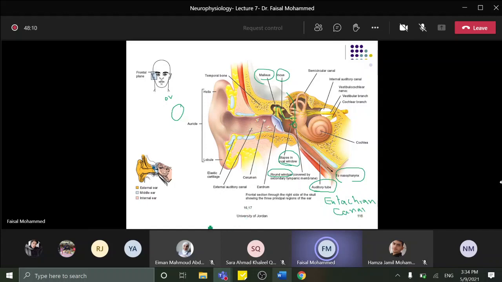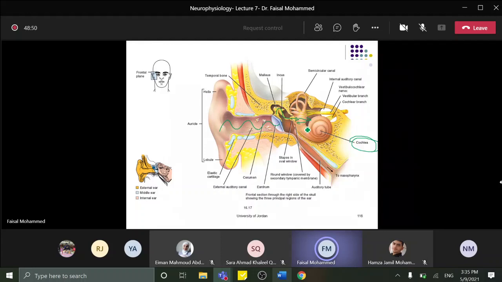So these are the three ear ossicles. What is the function of the three ear ossicles? The function is to transmit the sound waves to the inner ear, the cochlea here. The cochlea is the area where the receptors for hearing are located. So now the sound wave hits the tympanic membrane, is transmitted through the malleus, incus, and stapes, and the stapes will vibrate in and out. Inside there is fluid. It will push the fluid inside.